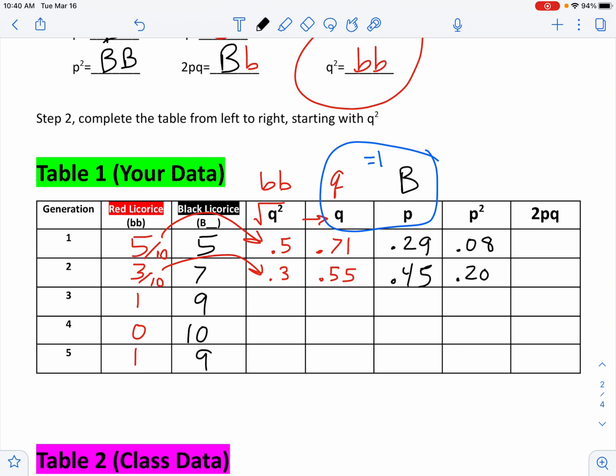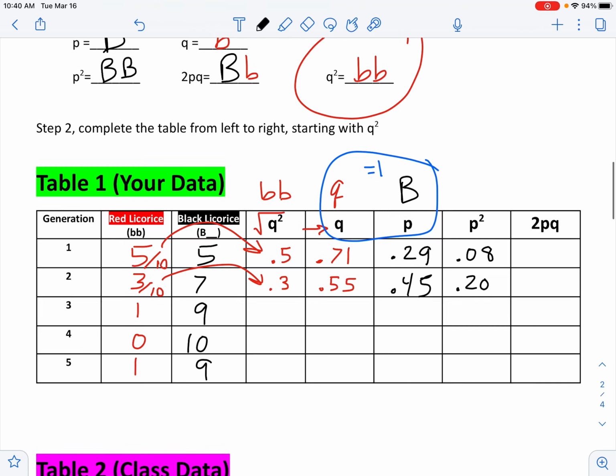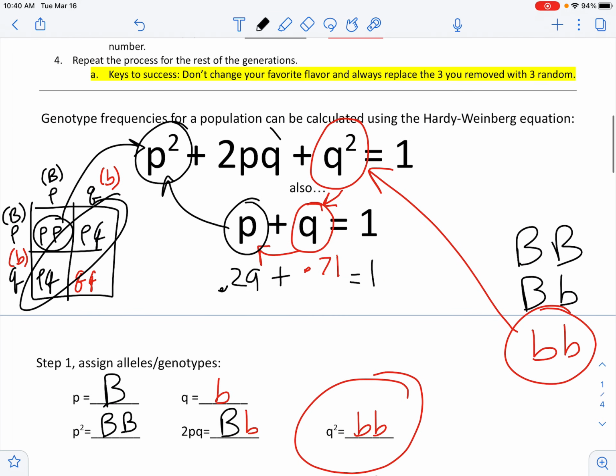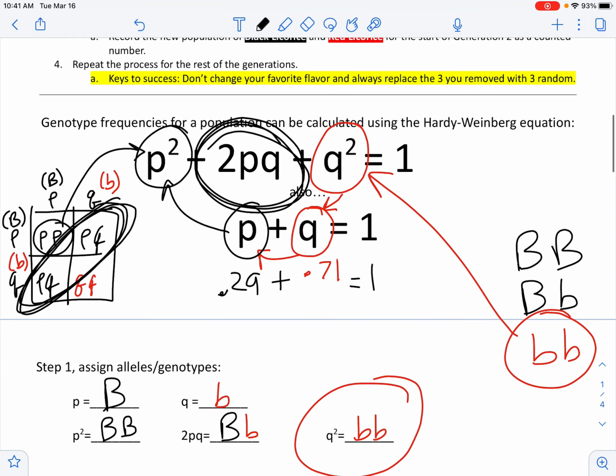Almost done. We know every value now except for what 2PQ is. Now, 2PQ just means the heterozygous genotype frequency. Remember, that's from the Punnett square, that's why there's a 2 there. We're not going to multiply anything by 2, we're just going to fill in what that value is.